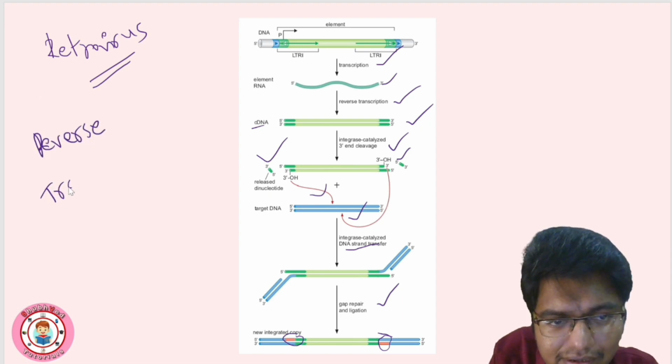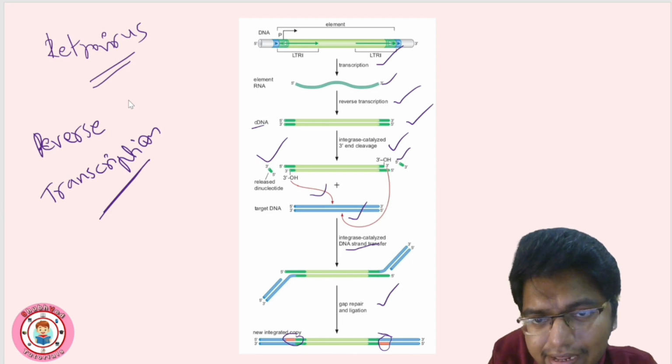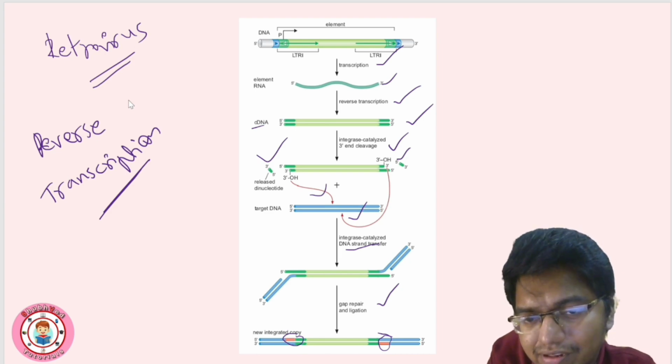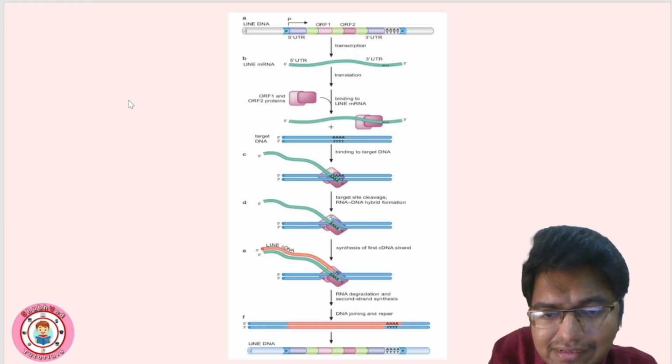Reverse transcription. Okay. First of all, DNA to RNA, then RNA to again DNA. Then 3' OH formation. And that 3' OH will attack the target DNA. That's it.